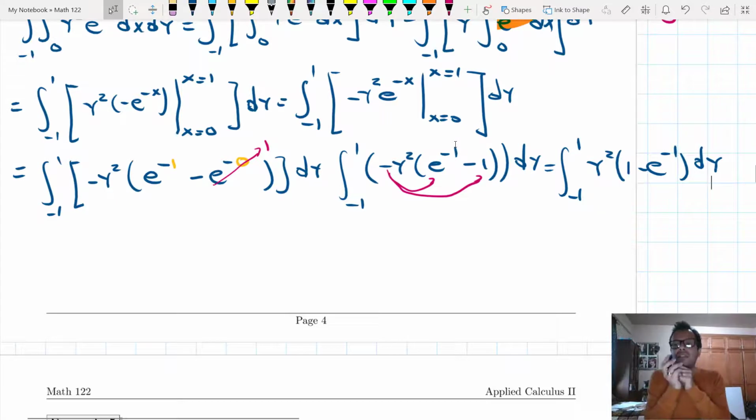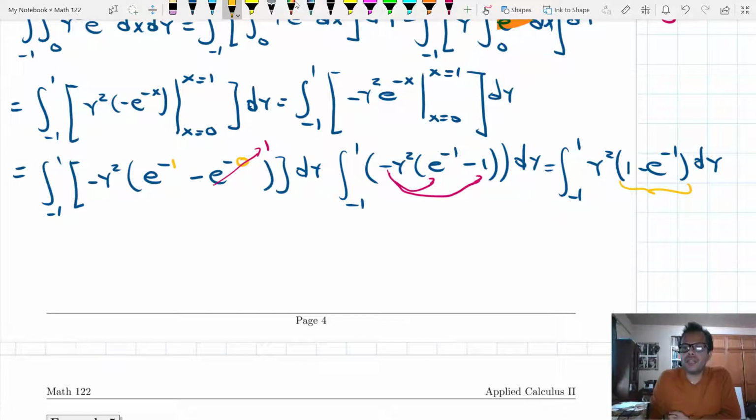Okay, what's next? Notice something. This 1 minus e to the negative 1, this is just a numerical constant, right?